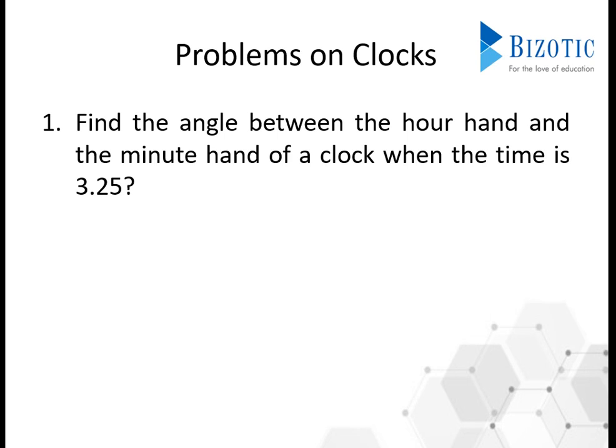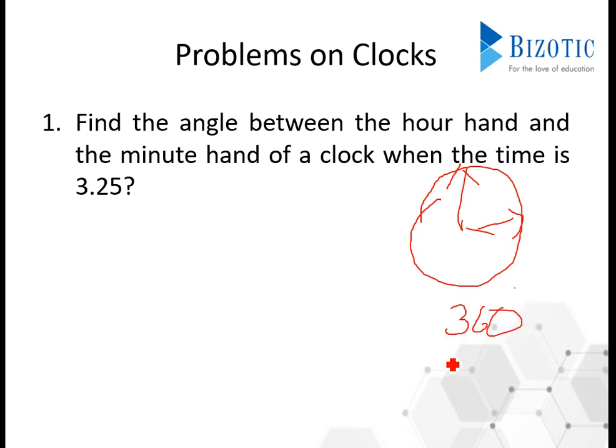Before solving all these problems, it's always better when you know the concepts in a well-defined manner. Every time you see a problem on clocks, you have to imagine a clock. So now let's take a clock which is showing 3 a.m. or p.m. You know that the complete angle of the clock is 360 degrees, which is divided into 12 parts.